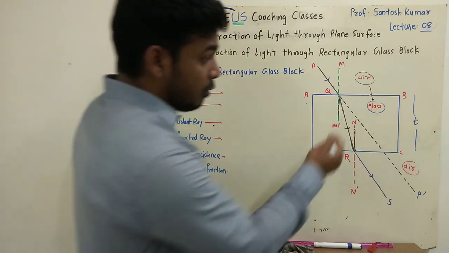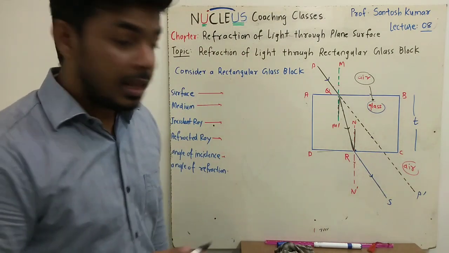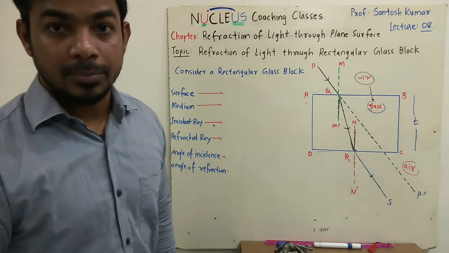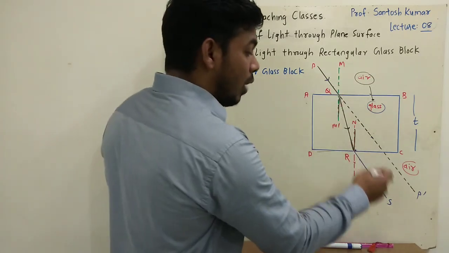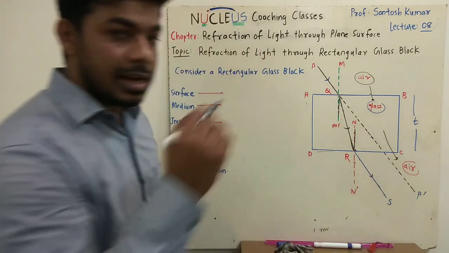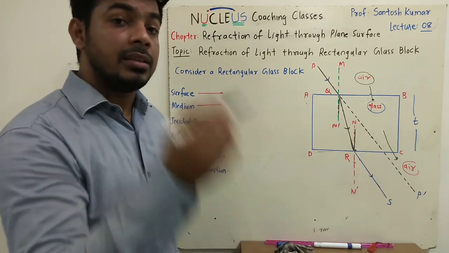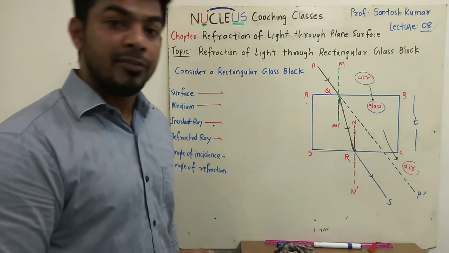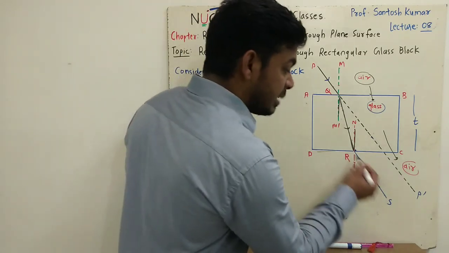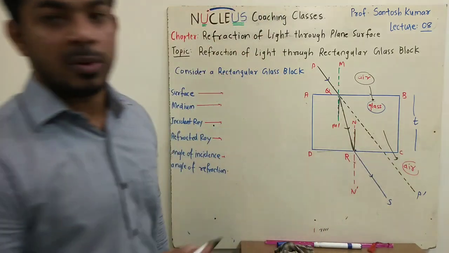But you can see for the path QR, it again hits the another surface CD and it comes out of the glass slab. That means for path QRS, the ray is traveling from glass to air. That means it is traveling from denser to rarer. So definitely the refracted ray will bend away from the normal. So here RS being the refracted ray on the surface CD, it will bend away from the normal.